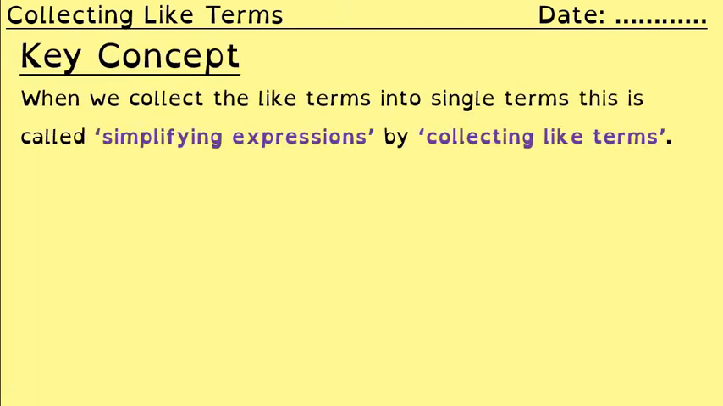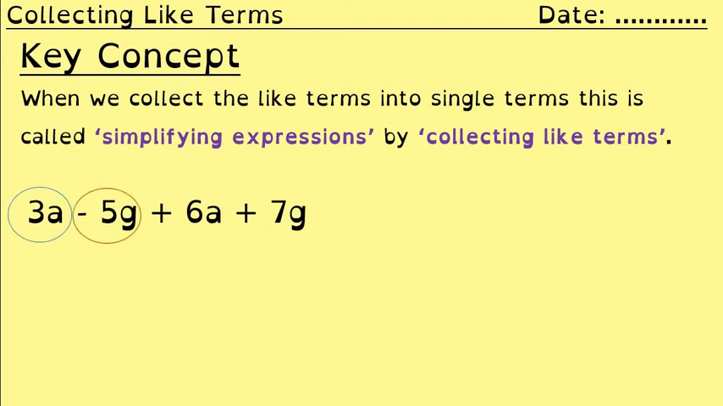Here's the next key concept, and you should copy this in your book and write down the examples too. When we collect like terms together into single terms, this is called simplifying expressions by collecting like terms. Here we have an expression and it has 4 terms in it, and I can show those 4 terms with my bubbles that I learnt to do last lesson.